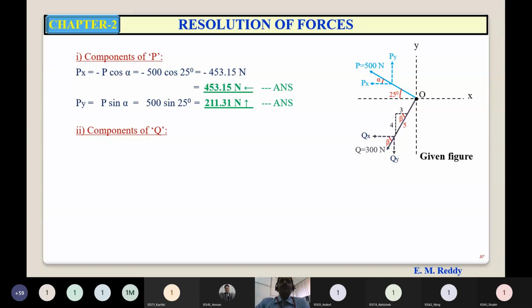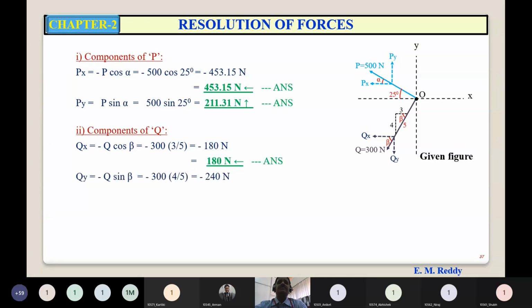And while finding the components of Q, here Qx is adjacent to the angle beta. So directly you can take Qx is equal to Q cos beta. But it is acting towards left, therefore minus. So minus 300 cos beta. Cos beta is adjacent side upon hypotenuse, 3 by 5. So it is 180 Newton towards left. And Qy is Q sin beta. Being it is acting downwards, we are taking it as minus. So minus 300 sin beta. Sin beta is opposite side by hypotenuse, 4 upon 5. That is 240 Newton downwards.